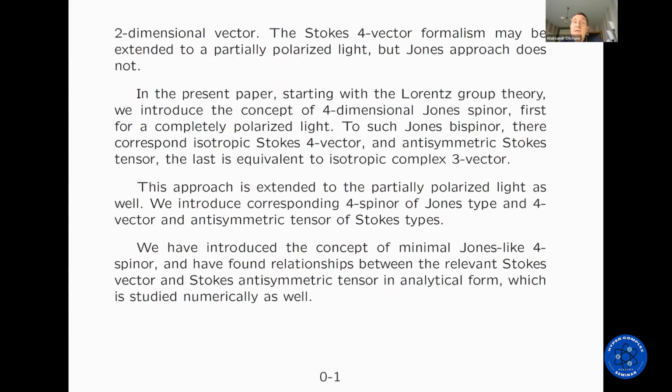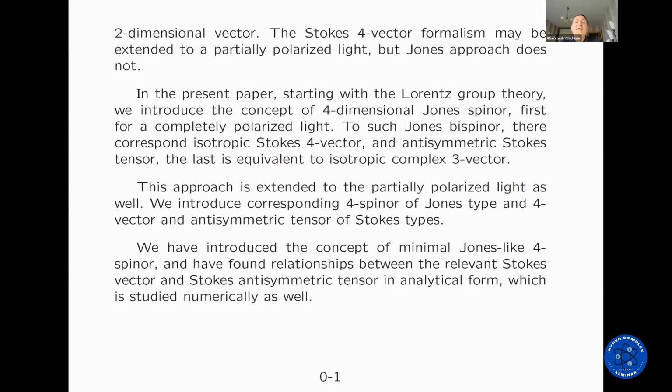complex two-dimensional vector. The Stokes four-vector formalism may be extended to partially polarized light, but Jones' approach does not. Here, starting from the Lorentz group theory, we introduce the concept of four-dimensional Jones spinor, first for completely polarized light. To such a Jones spinor there correspond an isotropic Stokes four-vector and an antisymmetric Stokes tensor. The latter is equivalent to an isotropic complex 3-vector. This approach is extended to partially polarized light as well.